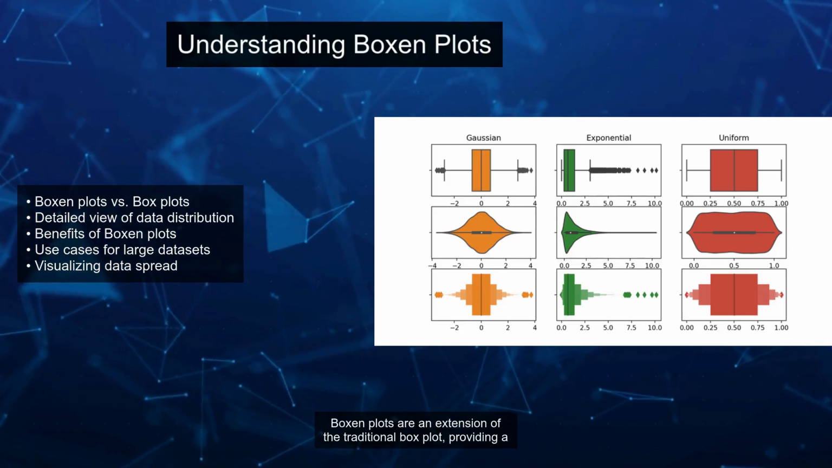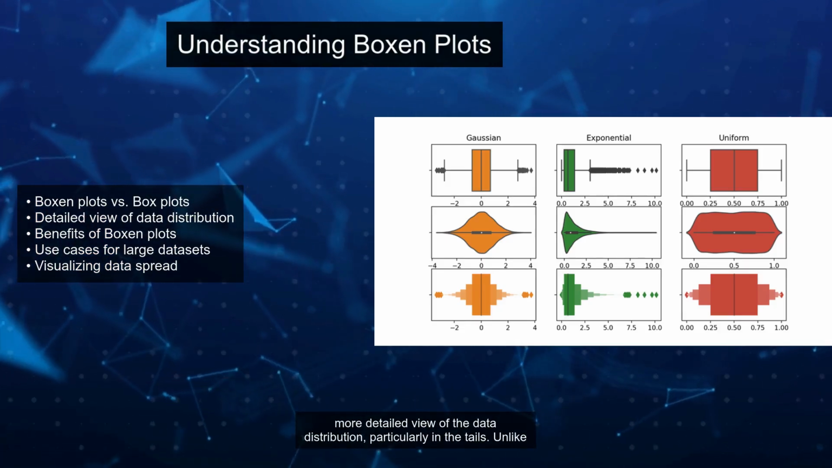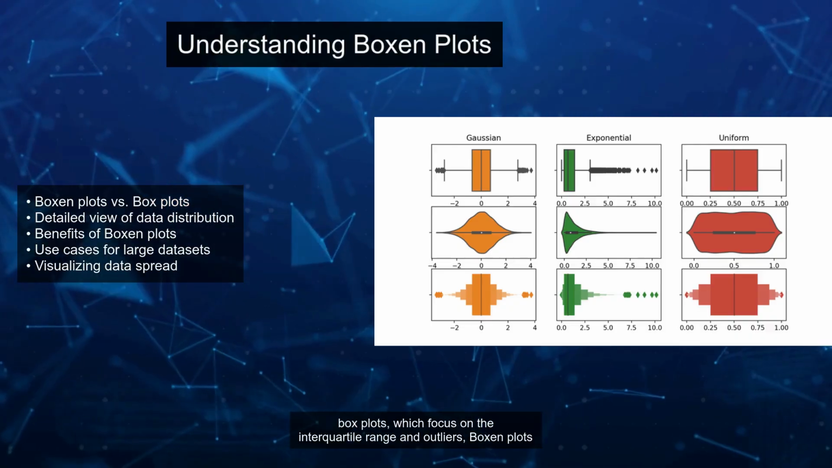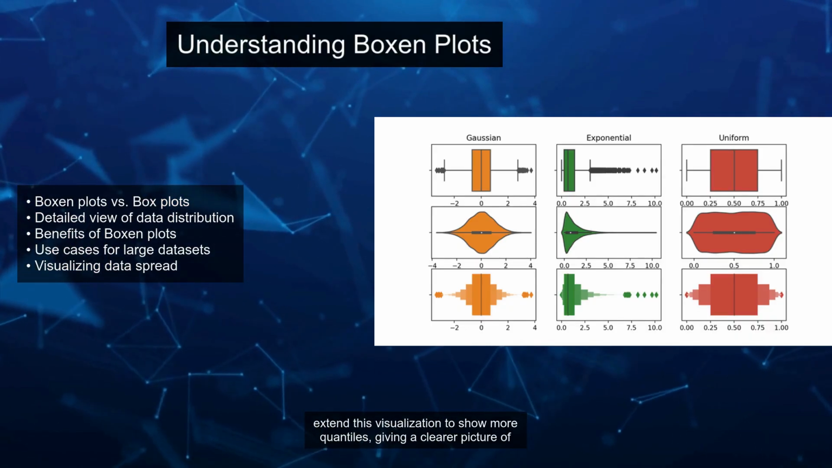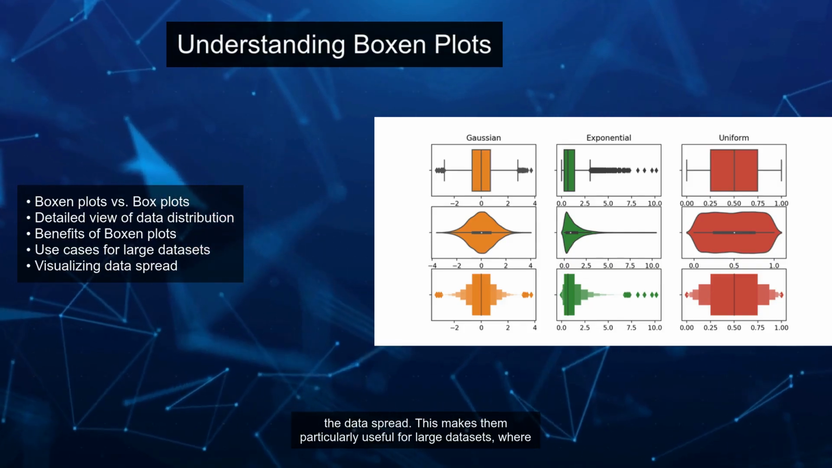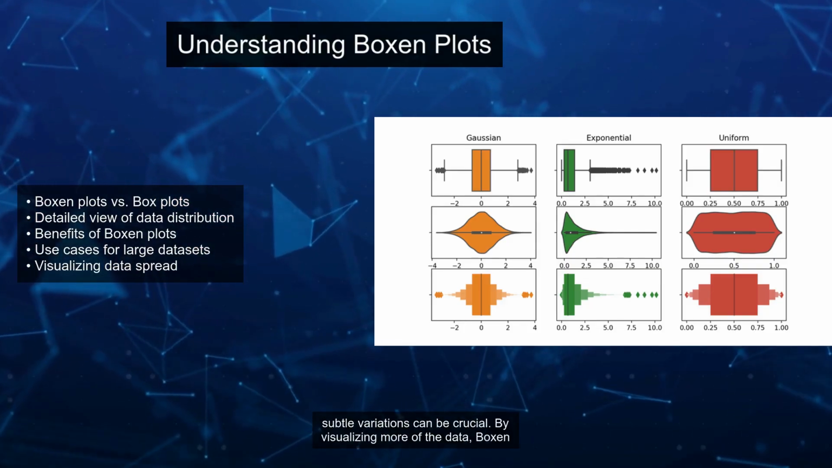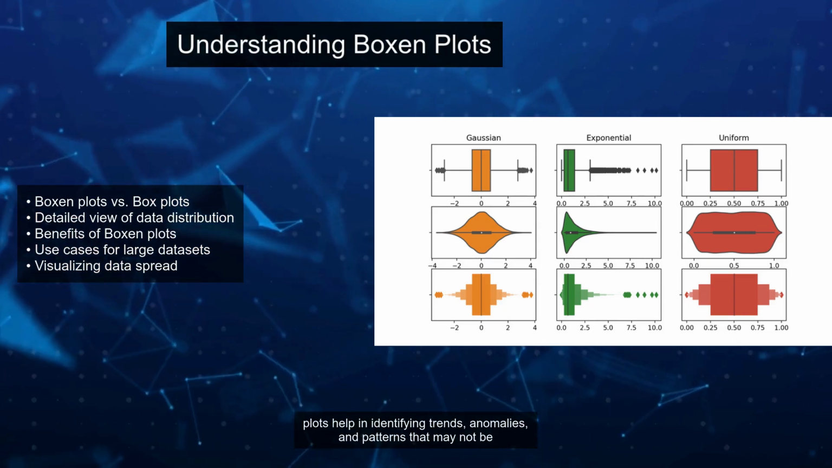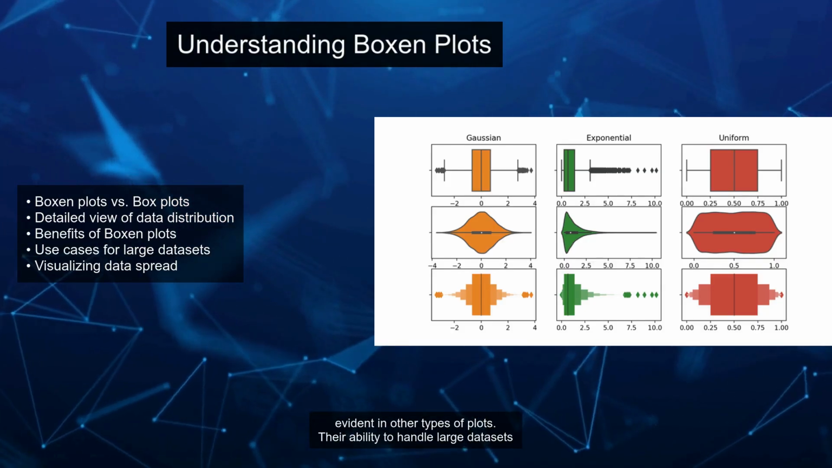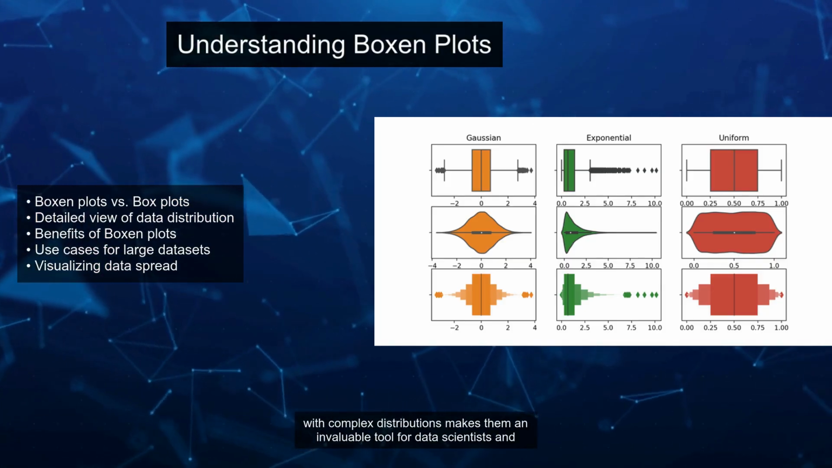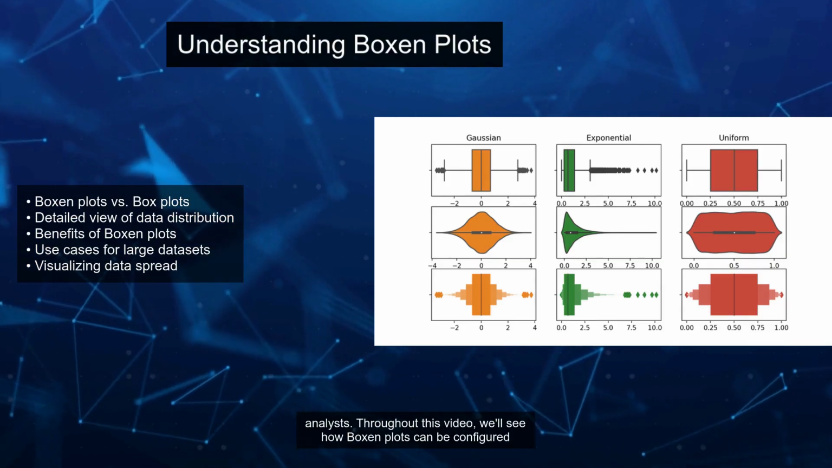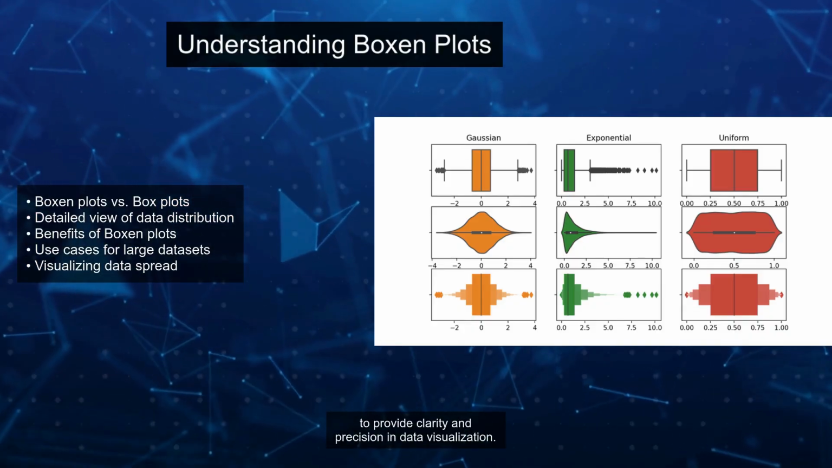Boxen Plots are an extension of the traditional box plot, providing a more detailed view of the data distribution, particularly in the tails. Unlike box plots, which focus on the interquartile range and outliers, Boxen Plots extend this visualization to show more quantiles, giving a clearer picture of the data spread. This makes them particularly useful for large datasets, where subtle variations can be crucial. By visualizing more of the data, Boxen Plots help in identifying trends, anomalies, and patterns that may not be evident in other types of plots. Their ability to handle large datasets with complex distributions makes them an invaluable tool for data scientists and analysts. Throughout this video, we'll see how Boxen Plots can be configured to provide clarity and precision in data visualization.